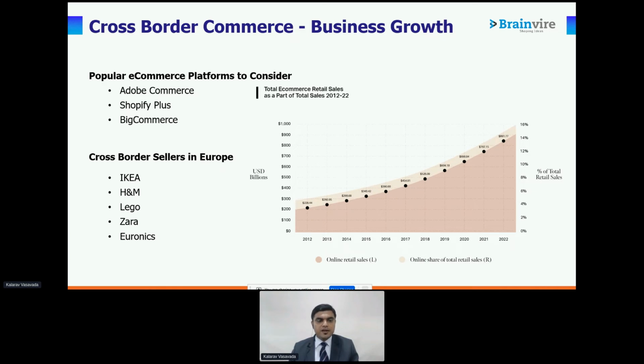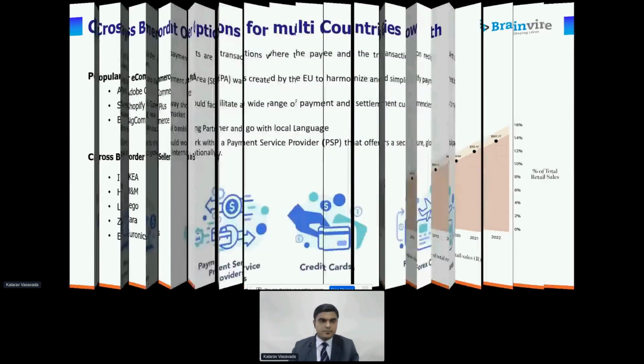And in Europe, there are a couple of sellers who are already dealing with cross-border selling. To name them: IKEA, H&M, Lego, Zara, Euronics. These are very popular brands who have done cross-border selling. And as you can see in the graph, their sales have increased amazingly year on year, and have reached up to around $900 billion.